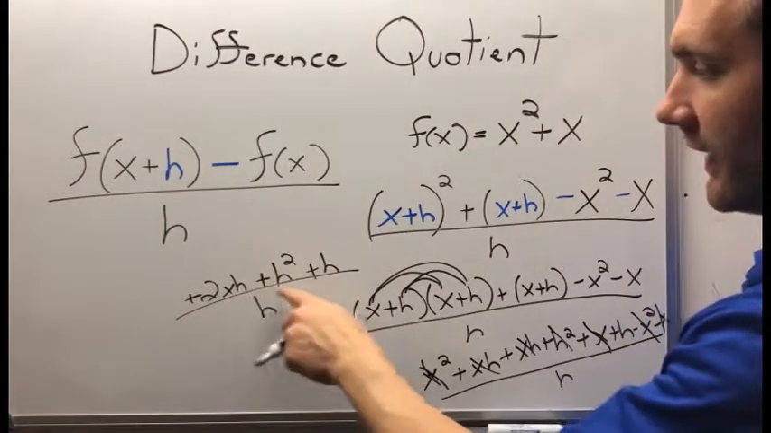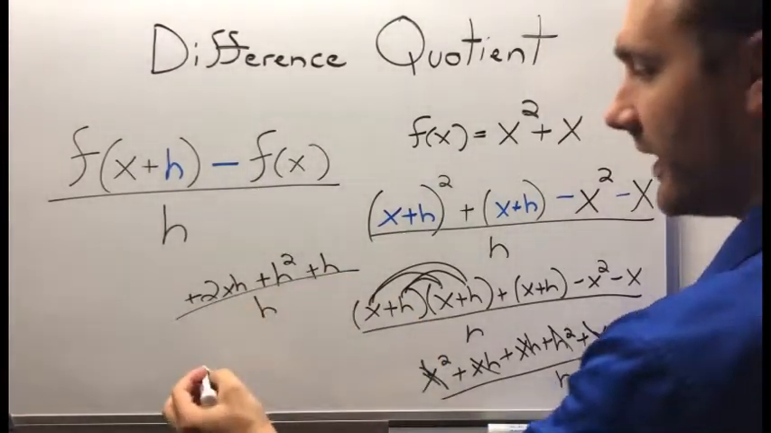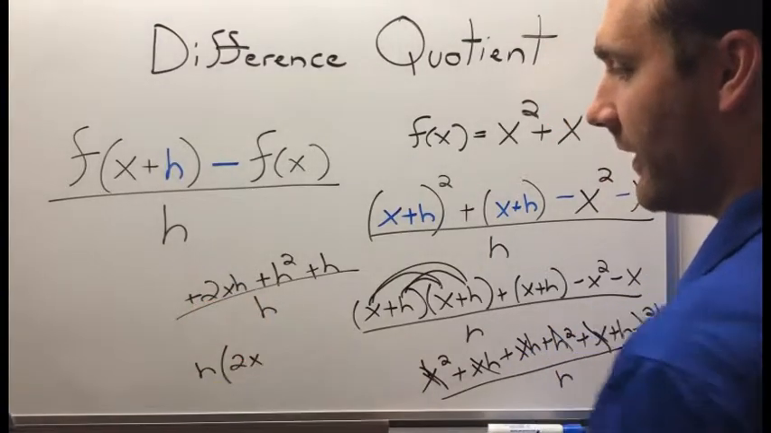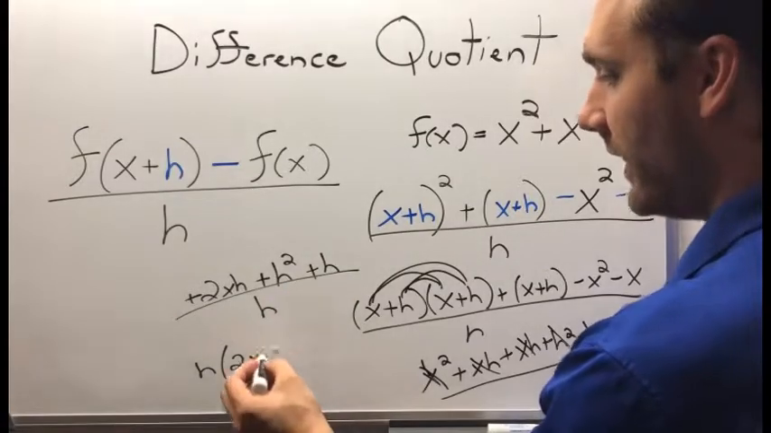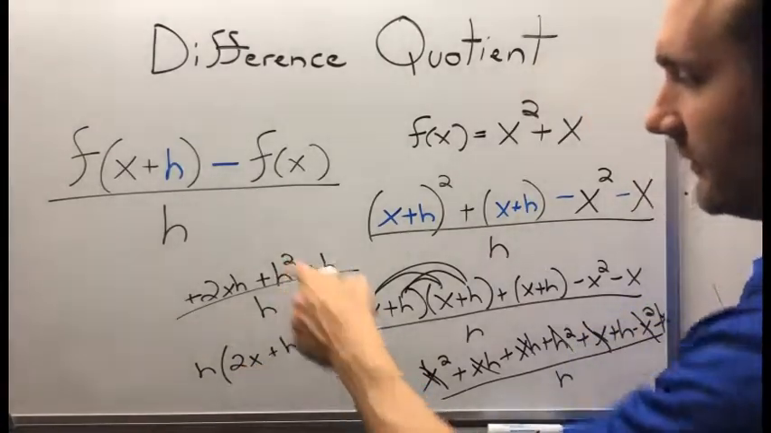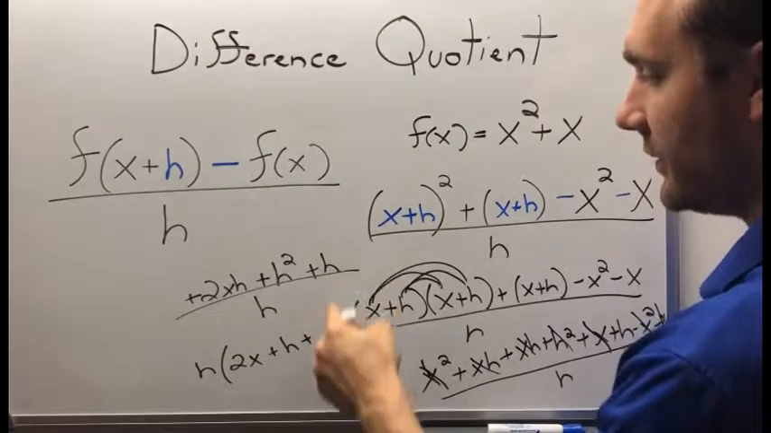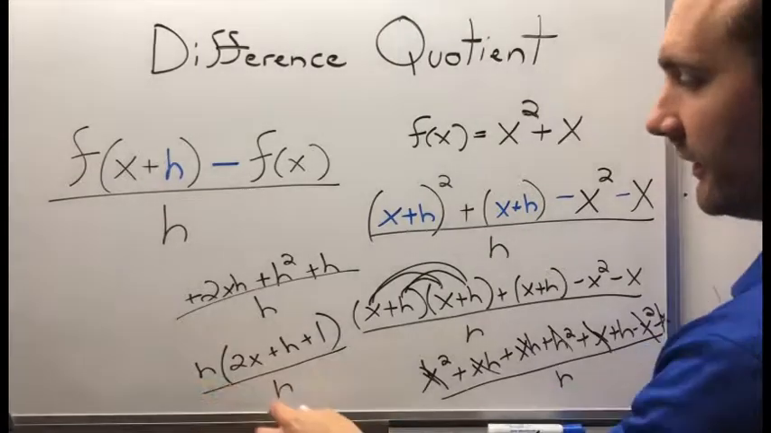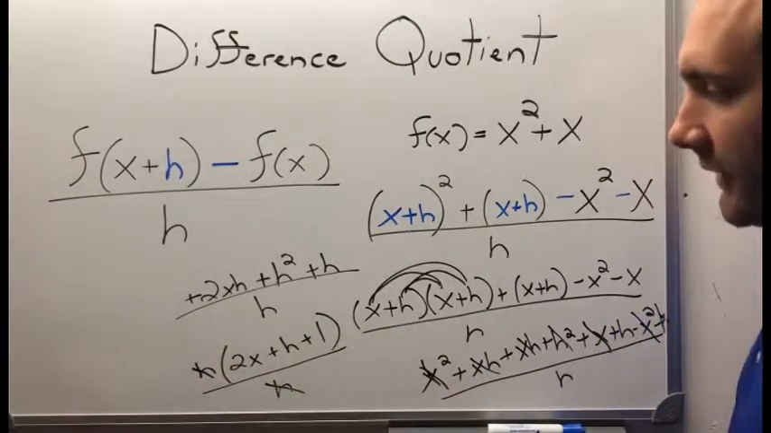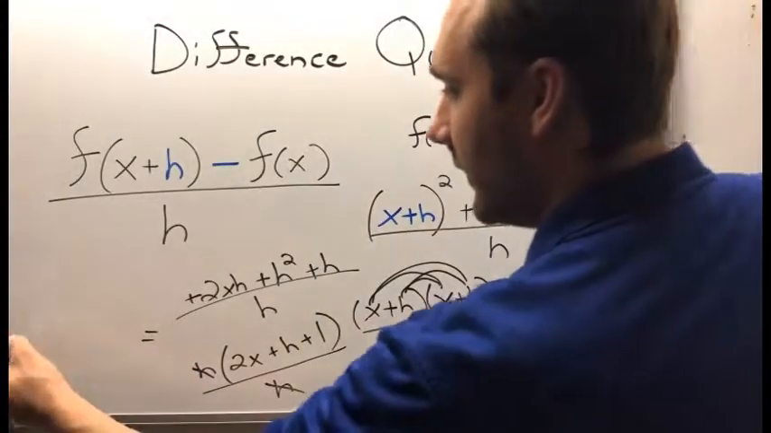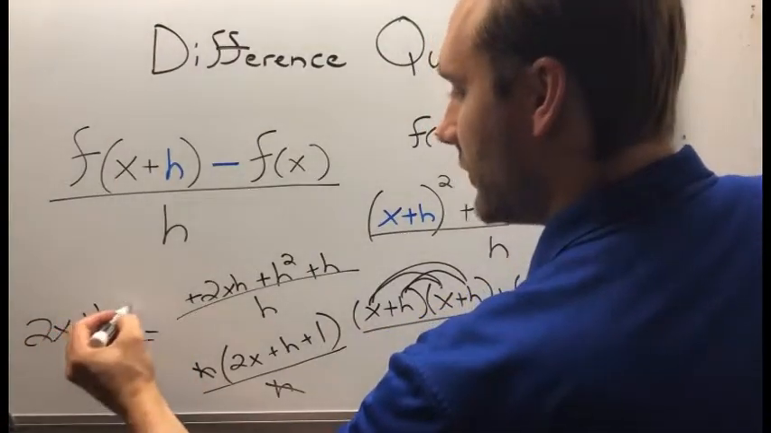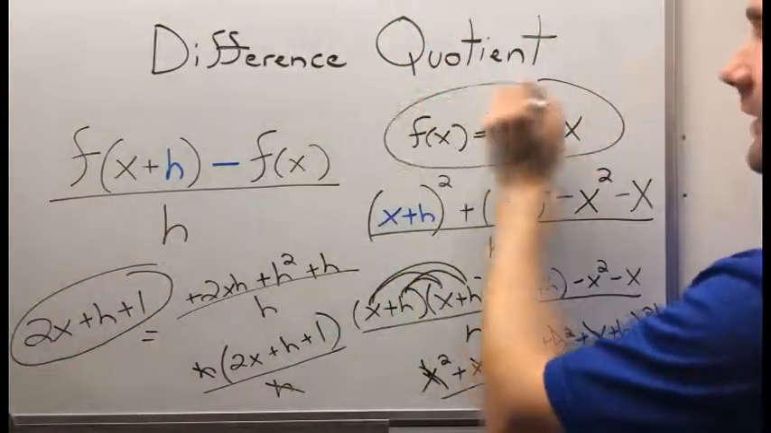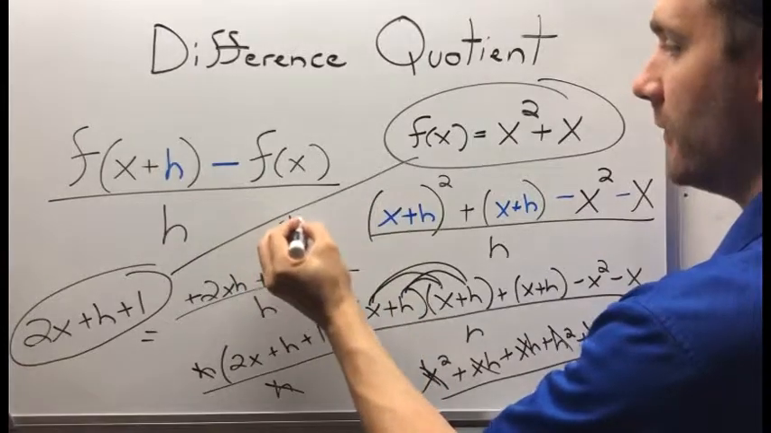Now it looks like they have h's in common, so I can take out h from each of these. So h, once I take out h from 2xh, I'm left with a 2x. Taking one h away from h squared just gives me an h. And then h divided by h gives me a 1. That's all over h. Now we see that these h's can cancel or simplify to 1. And what I have left is 2x plus h plus 1. That is the slope of my function here.